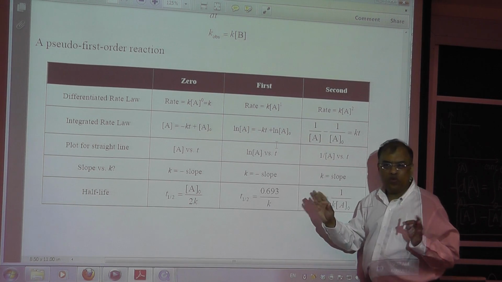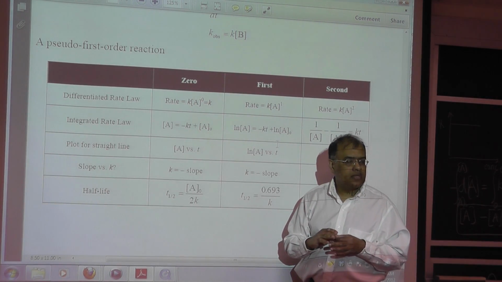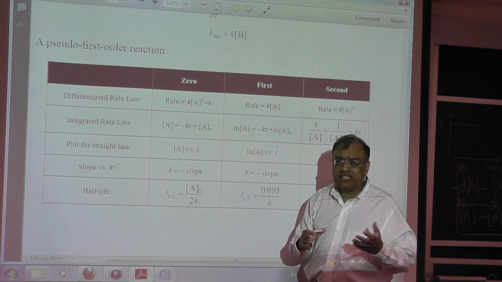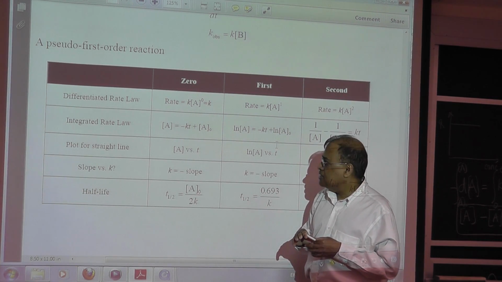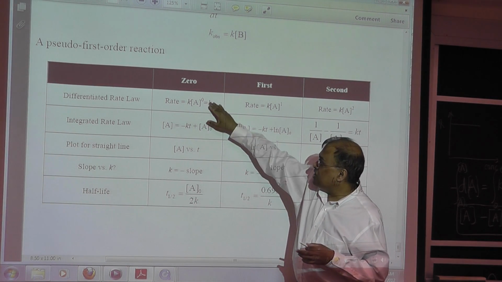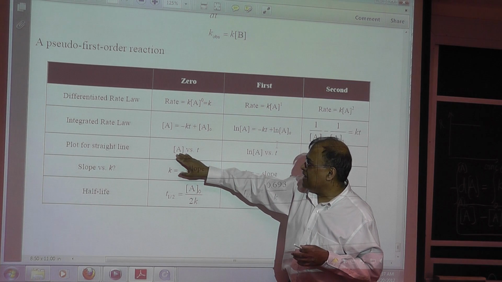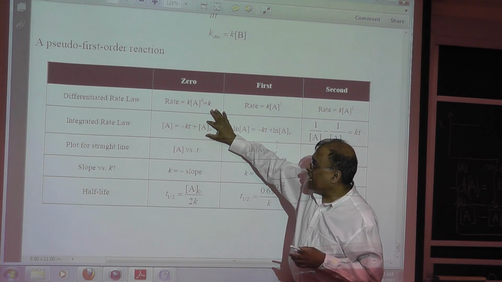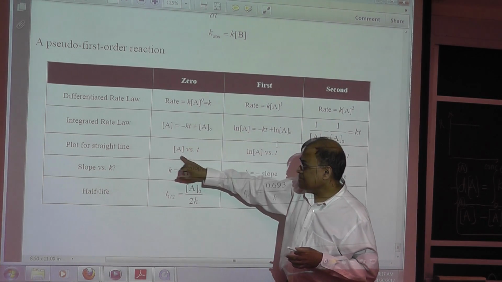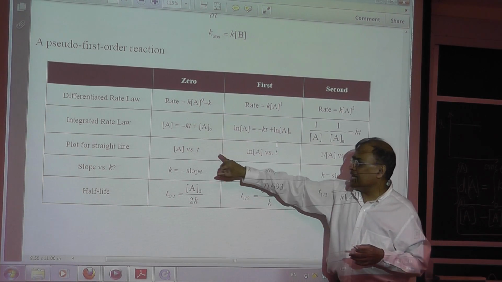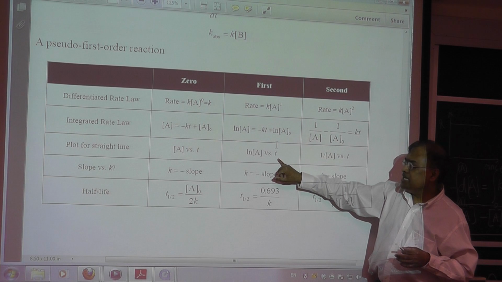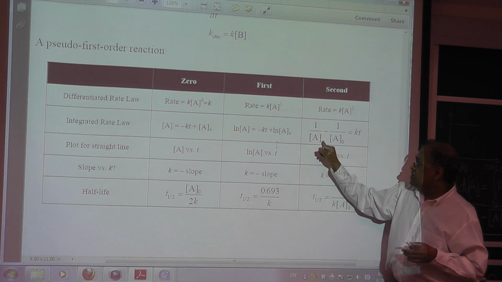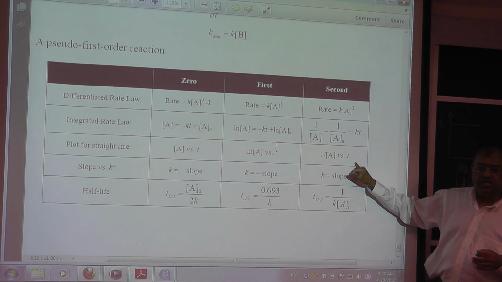Now, you always want to get a straight line, because that makes the analysis easy. So to get a straight line for a zeroth order reaction, you just plot A versus T, but that's because of this equation here. This is y equals mx plus b. So to get a straight line, you plot A versus T. To get a straight line here, you plot log of A versus T. For this, you plot 1 over A versus T.